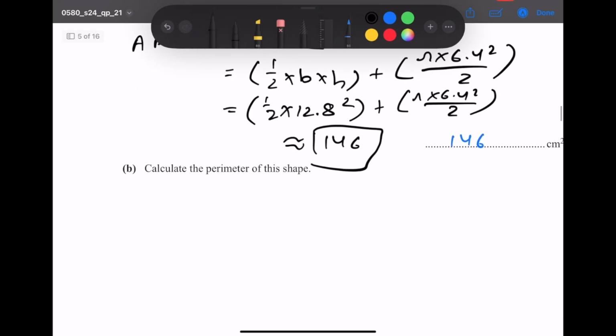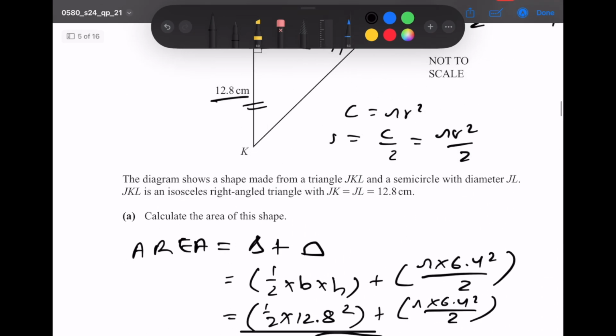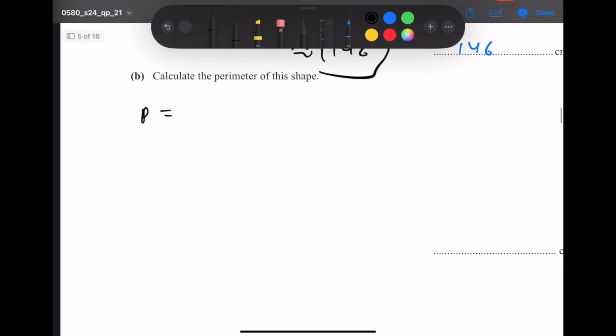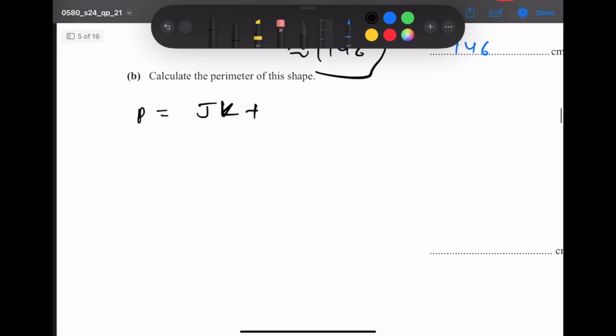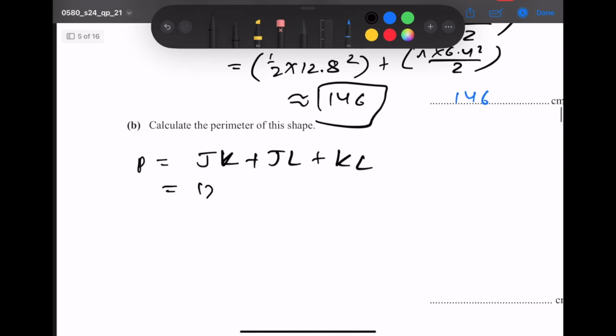Question B, calculate the perimeter of the shape. So the perimeter is asking for the length JK plus the length JL plus the length KL, since these three lines contribute to the perimeter of the shape. So JK plus JL plus KL. Now JK is already given as 12.8, so you can just put that in there.